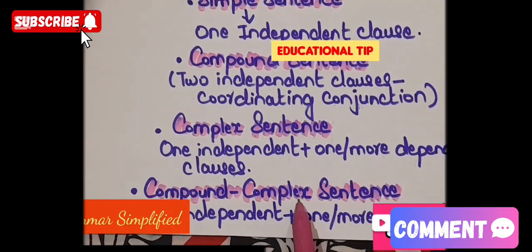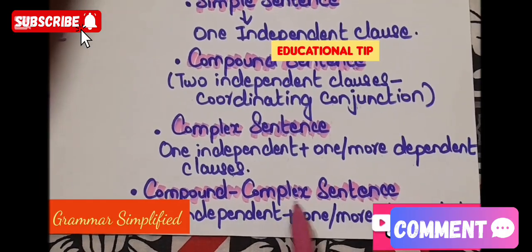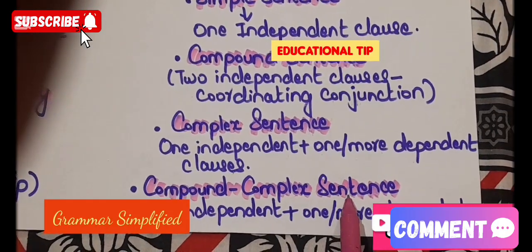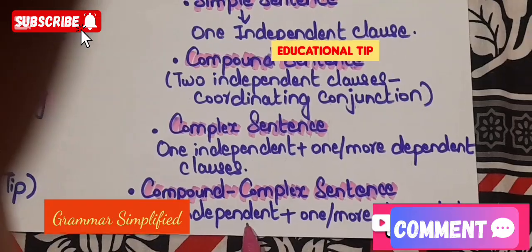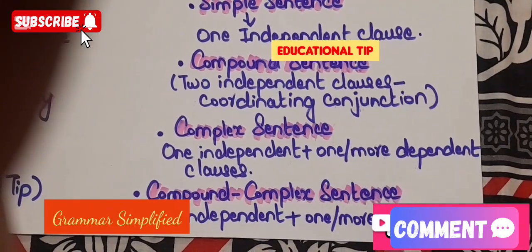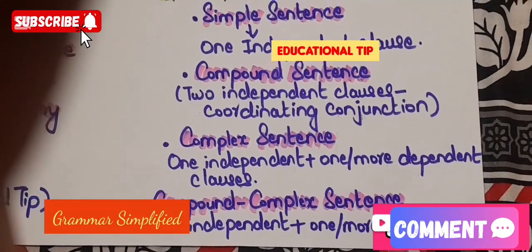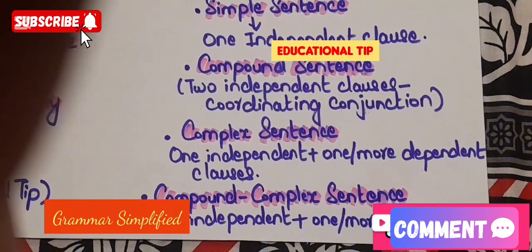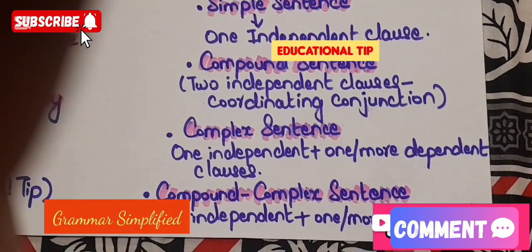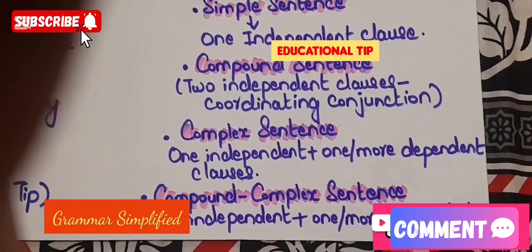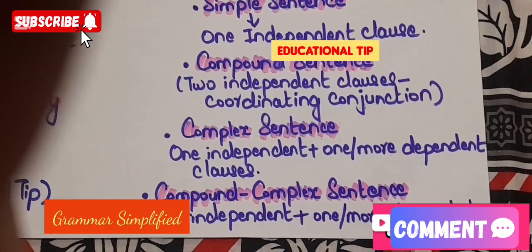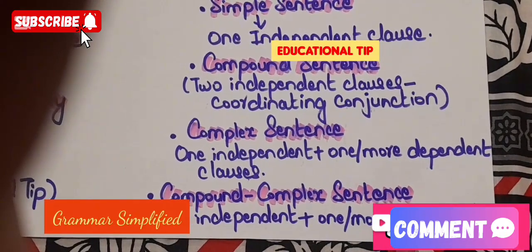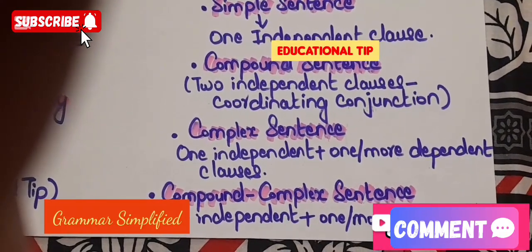Moving on to the last part. The last type is compound complex sentence, where we come across two independent clauses and at least one dependent clause. Now, this shows detailed relationships between ideas. For example, I stayed home because it rained, and I watched a movie. I stayed home and I watched a movie are both independent because it rained is the dependent clause explaining why.